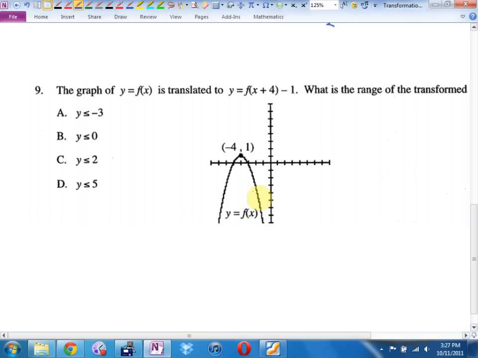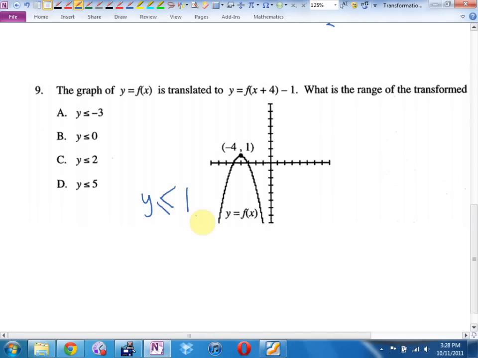First of all, with a range, letter Y. Yes? Everything below and touching 1. Yes? Okay, you need to know that for tomorrow. Then you know how to write a range tomorrow.